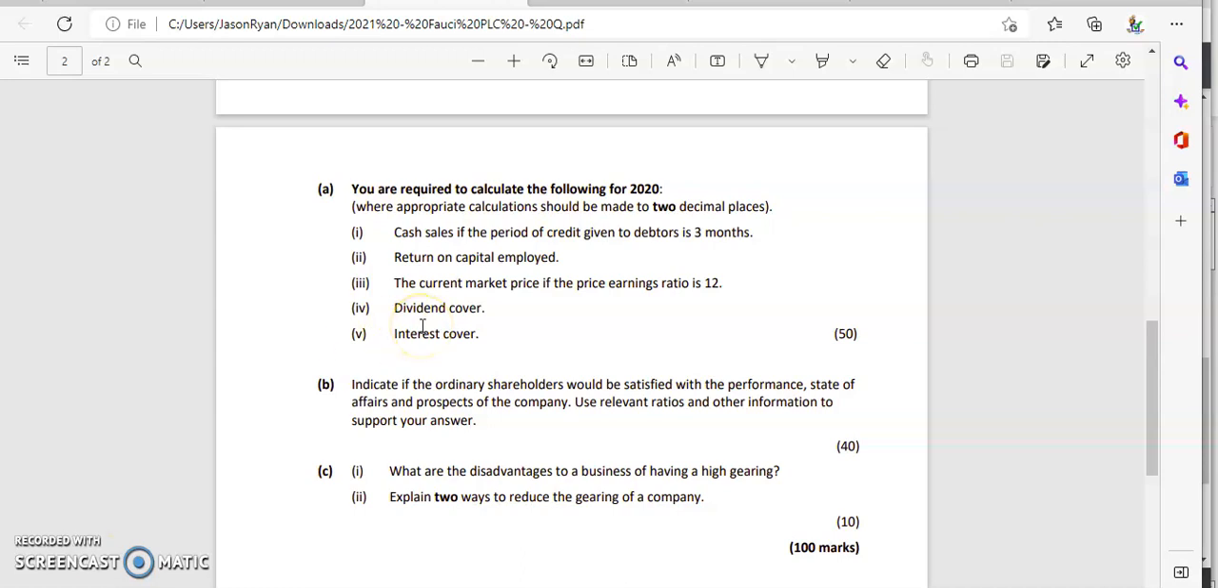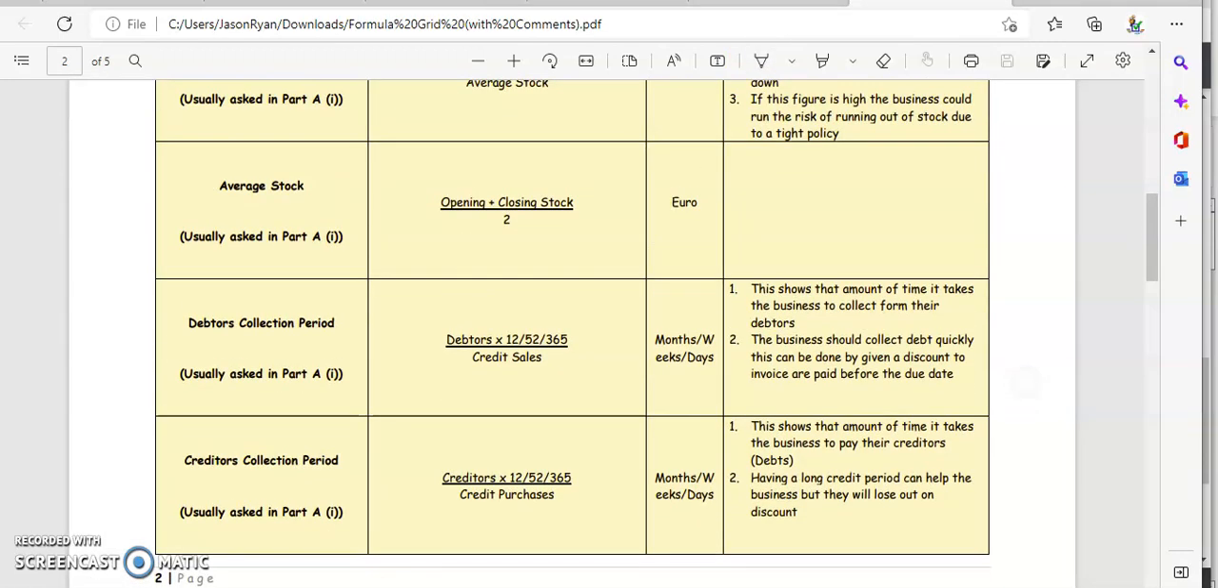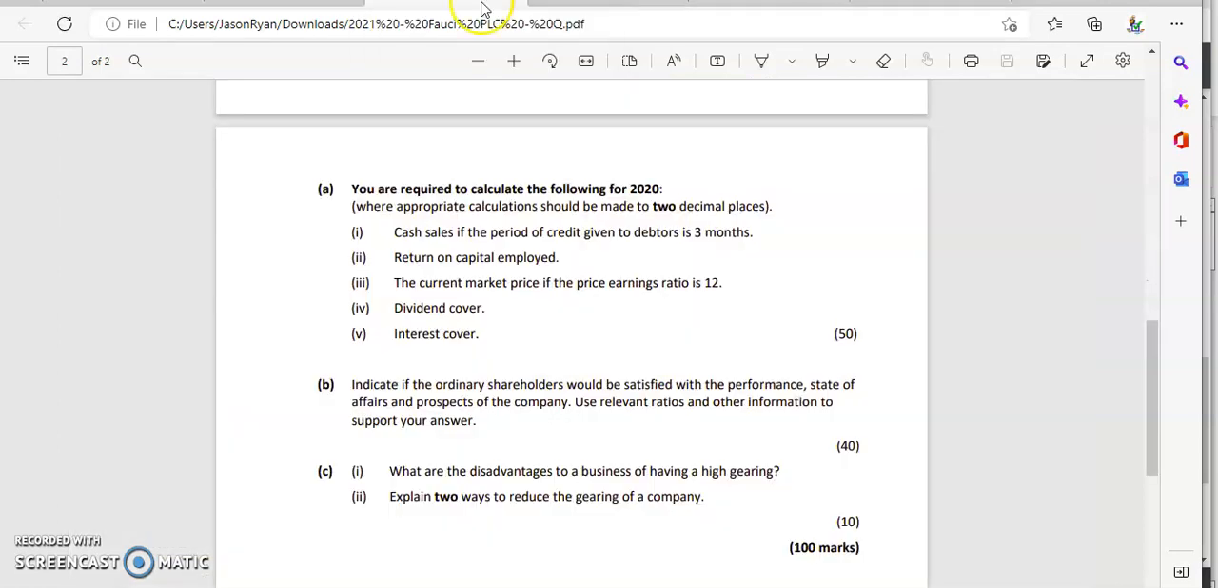Okay, so let's have a look at the 2021 past exam paper for ratios, looking at part A for Fauci PLC. So the first part is cash sales if the period of cash or credit given to debtors is 3 months. So with that, you're looking at your debtors days. So your debtor days is your debtors divided by your credit sales multiplied by 12, because we're looking at monthly, because this question has told us it's equal to 3 months.